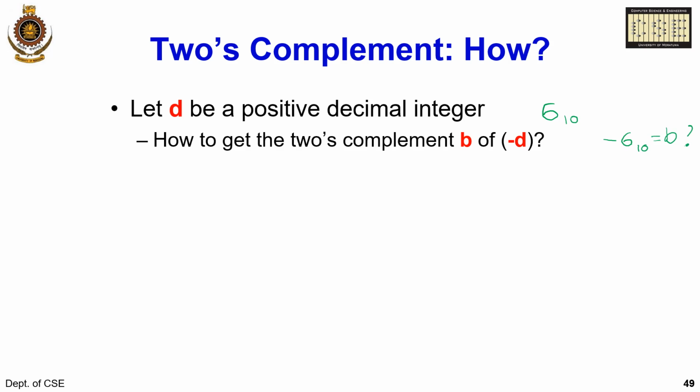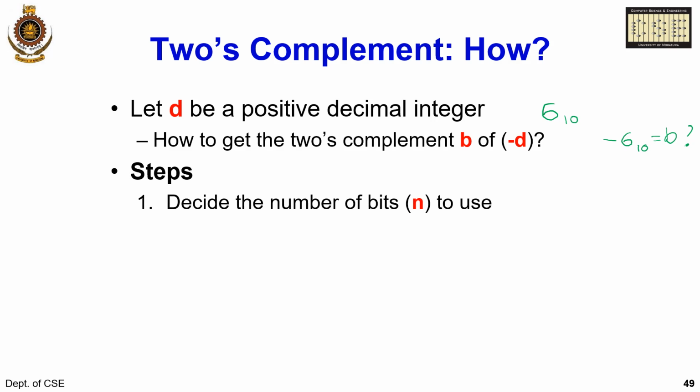There's a sequence of steps which are not difficult to follow. The first step is to determine how many bits we need. The rule of thumb, and you will realize why, is to use 1 bit more than what we need when we write the positive number in binary. What does that mean? The positive number is 6, which in binary is 110. Here we need 3 bits, so we want 3 plus 1 bits to write the 2's complement. You will see why. So we have n equals 4 because of this, plus 1.